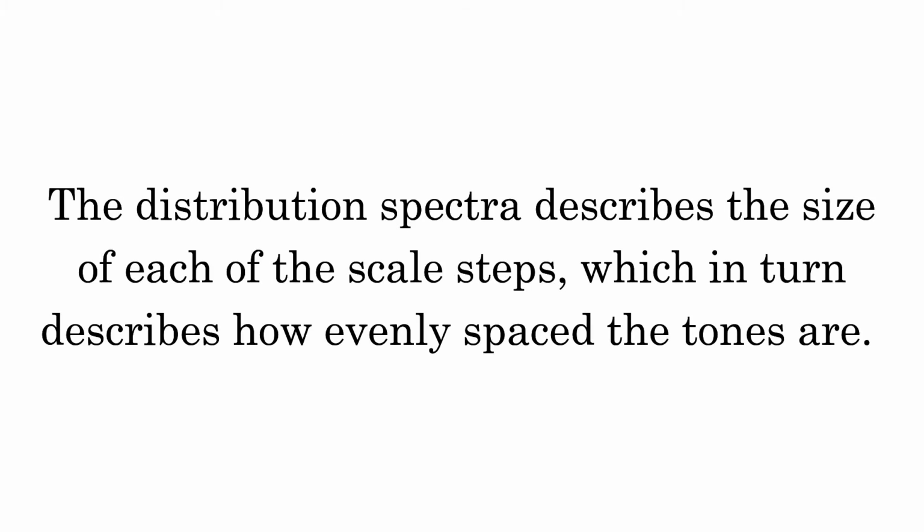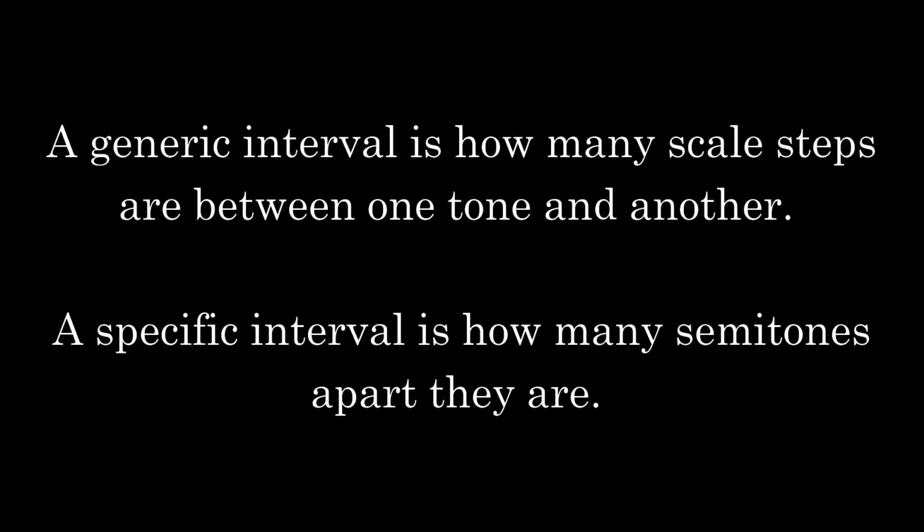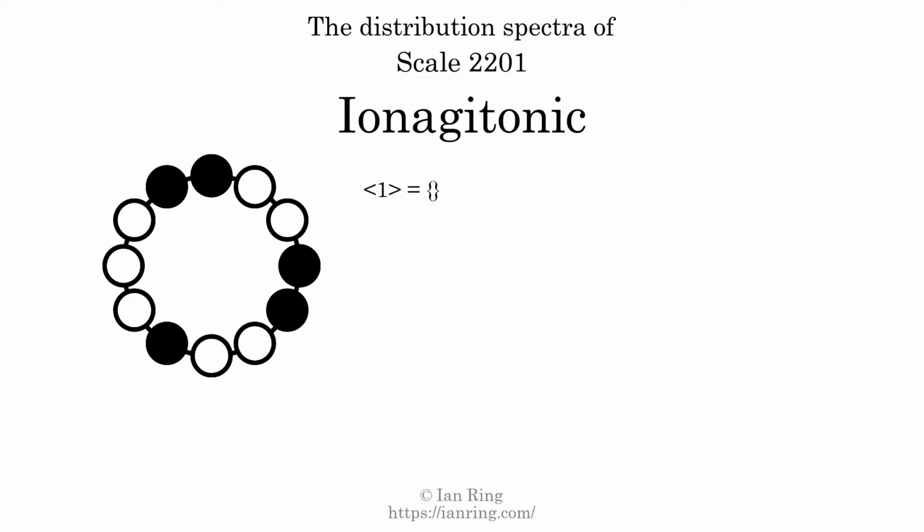The distribution spectra describes the size of each of the scale steps, which in turn describes how evenly spaced the tones are. A generic interval is how many scale steps are between one tone and another. A specific interval is how many semitones apart they are. The generic interval of one scale step comes in 3 different specific interval sizes. 1 semitone, 3 semitones, and 4 semitones. The spectrum width of this generic interval is the highest, 4, minus the lowest, 1, which equals 3.